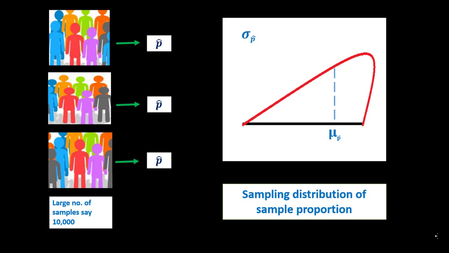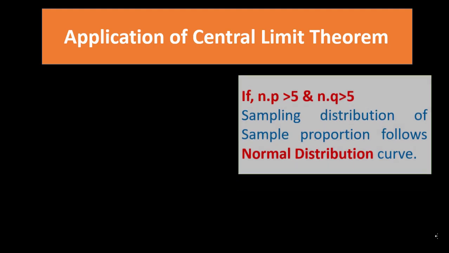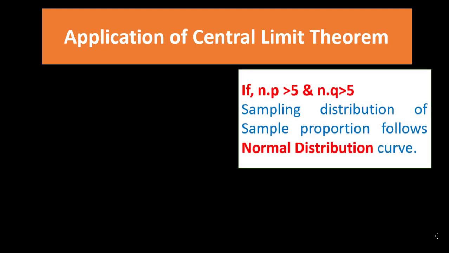Now let us see how the nature of this curve behaves if we satisfy certain conditions related to the sample size. This takes us to the application of the central limit theorem to the sample proportion. For any shape of population distribution, if n times p is greater than 5 and n times q is greater than 5, then the sampling distribution of sample proportion follows the normal distribution curve.